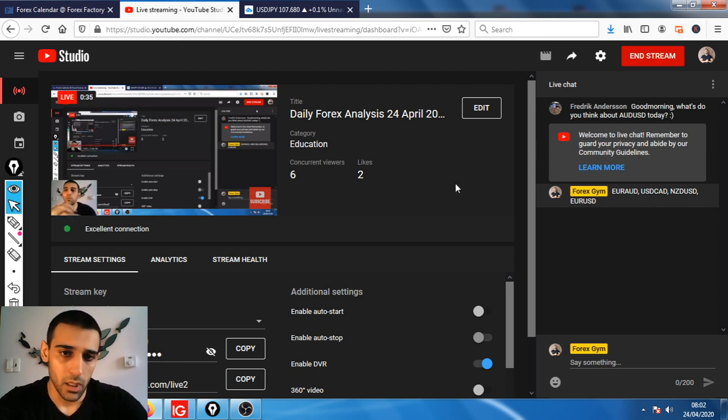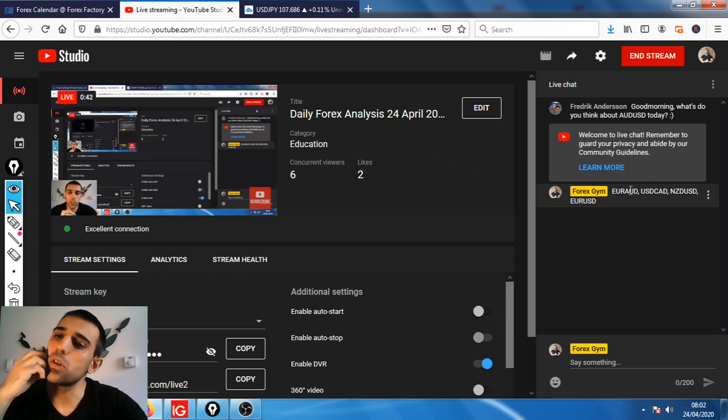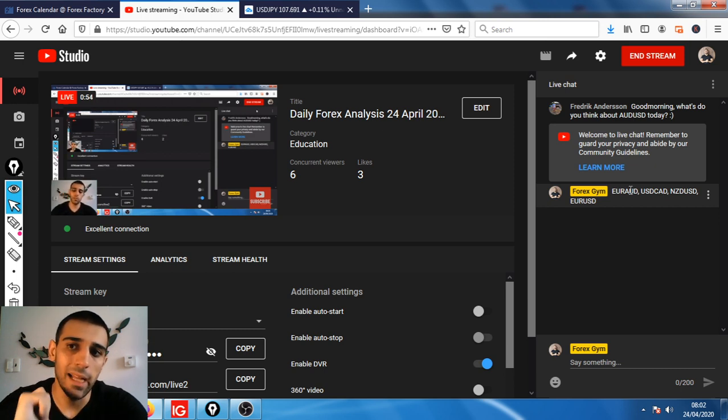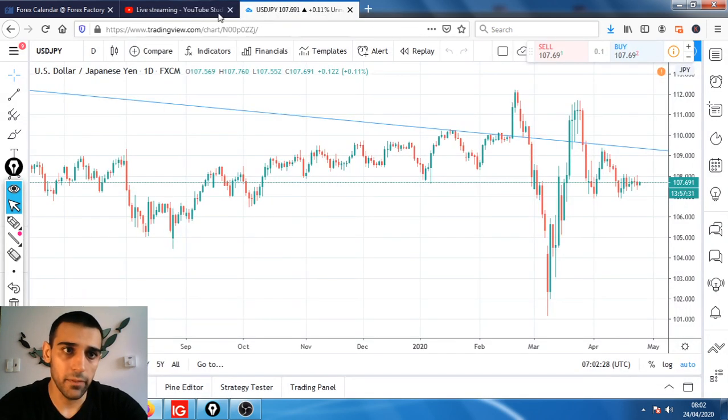The first one, we're going to start with the Euro against the Aussie dollar, then the US dollar against the Canadian dollar, followed by the New Zealand dollar against the US dollar, and the last scheduled one will be the Euro against the US dollar. Lastly, I'm going to analyze the Aussie against the US dollar. So let's jump into TradingView.